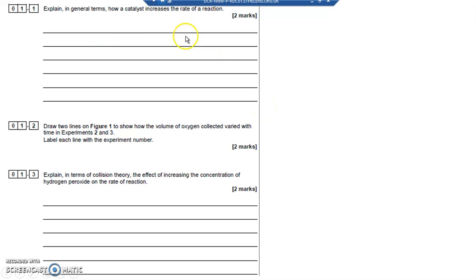Explain in general terms how a catalyst increases the rate of the reaction. It provides an alternate route to the reaction, and in doing so lowers the activation energy.